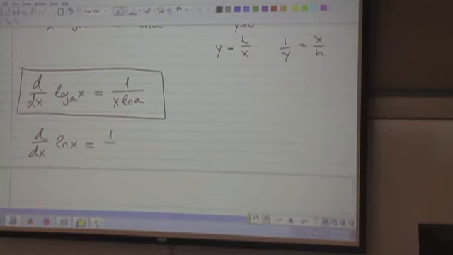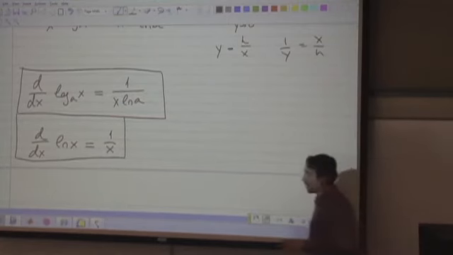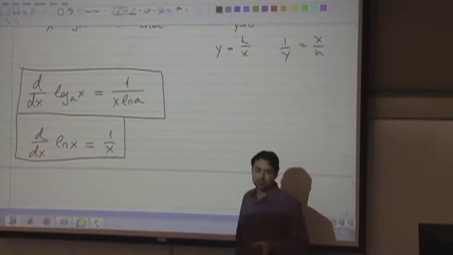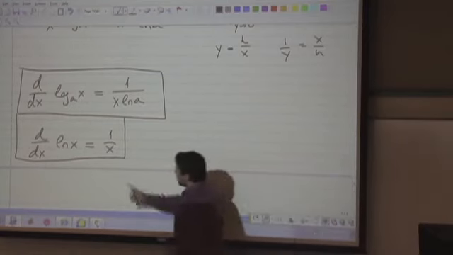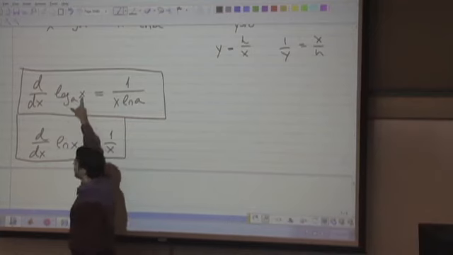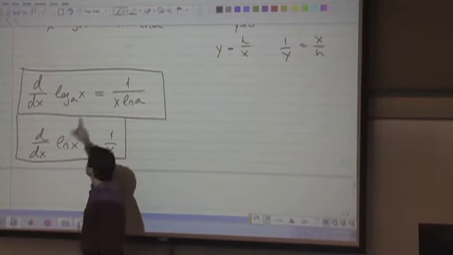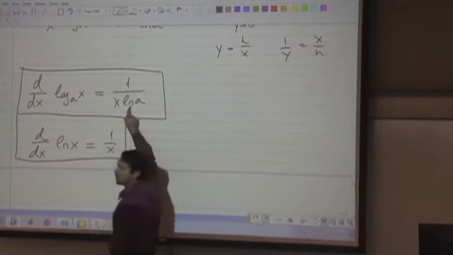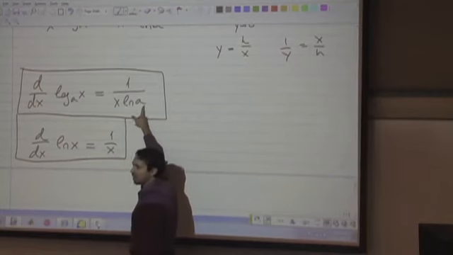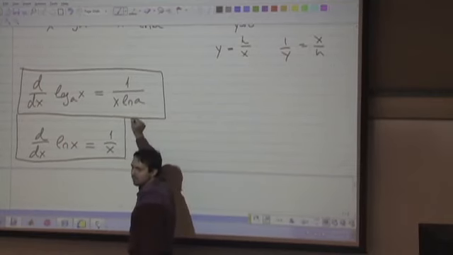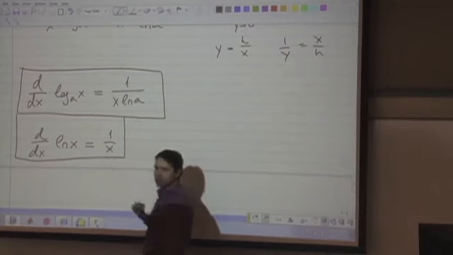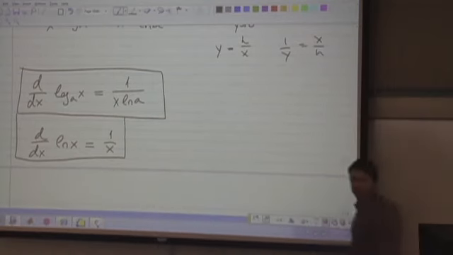One over x. Does that make sense? ln is log base e, right? Yes? So log base e of x, which is ln of x, is equal to 1 over x times ln of e, which is just 1. So you end up with just 1 over x. Okay?